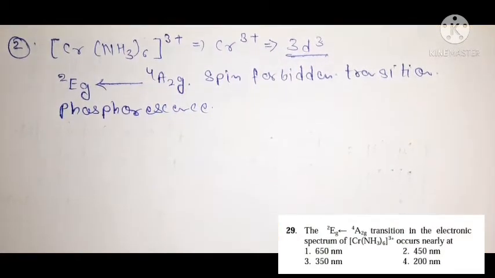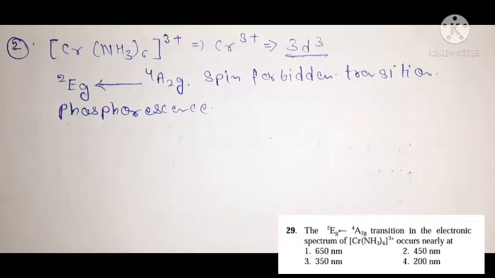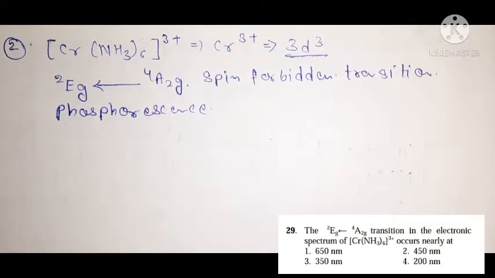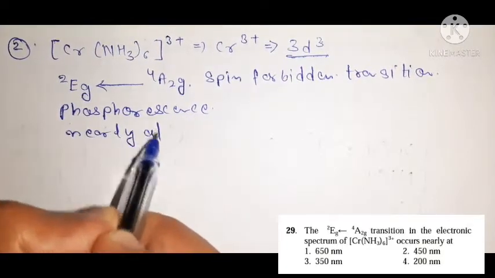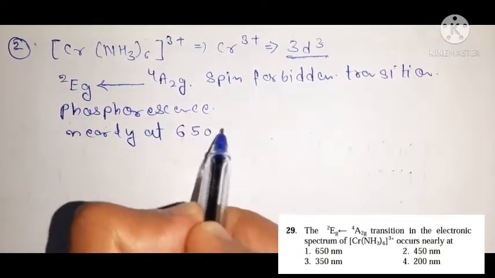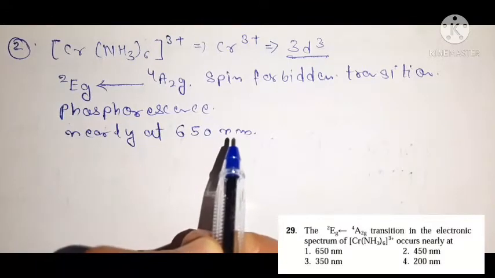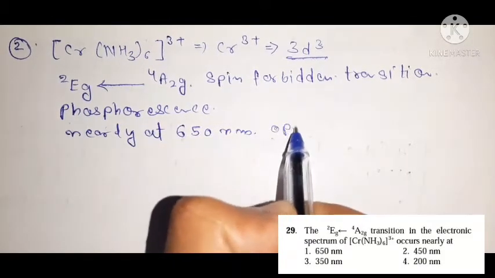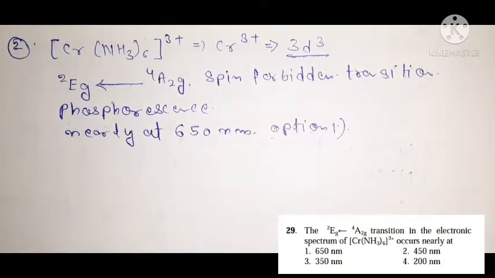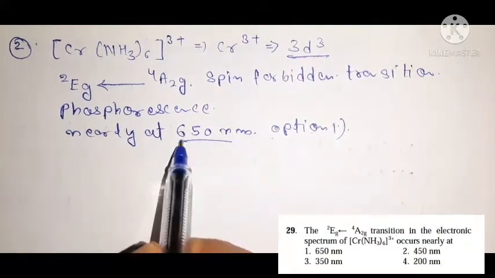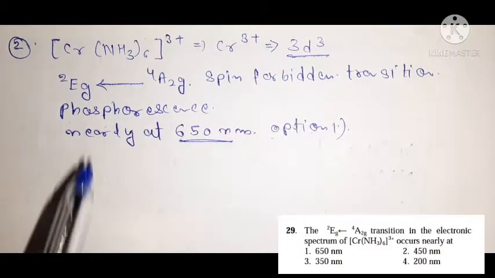So this is a transition related to phosphorescence, and we know very well that phosphorescence shows nearly at, sorry, not 6000, 650 nanometer. So your option number first is the right answer for this question. Okay, directly solve. You may know this value, 650 nanometer, for phosphorescence.